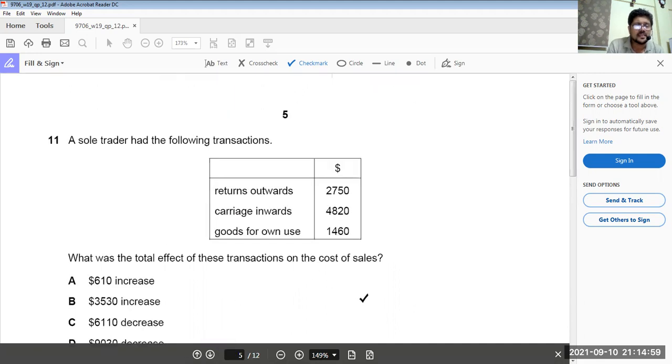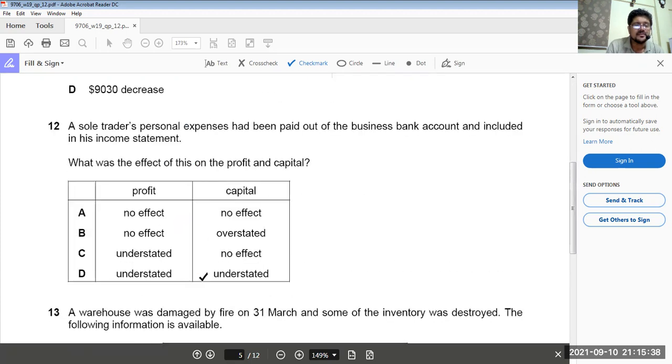Now come to 11. A sole trader had the following transactions: return outwards, carriage inwards, goods for own use. What was the total effect of these transactions on the cost of sales? Now see, cost of sales decreases with return outwards and decreases with the goods taken by the owner. It only increases with carriage inwards. So 4,280 we have to increase cost of sales, and 2,750 and 1,460 we have to decrease the cost of sales, and the total is 610 increase in cost of sales.